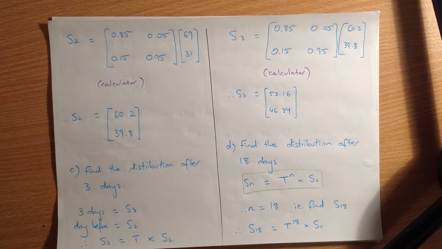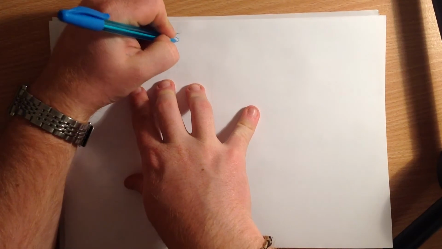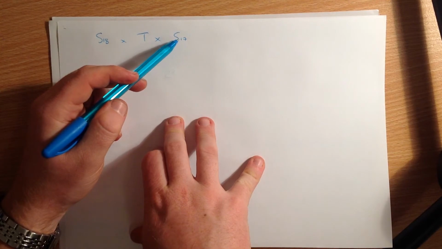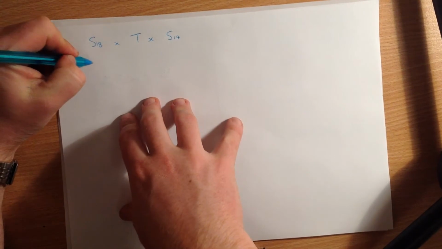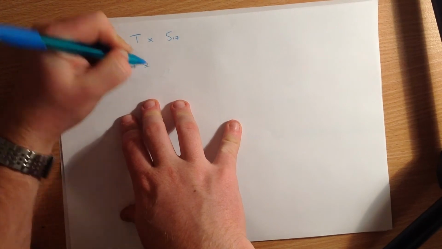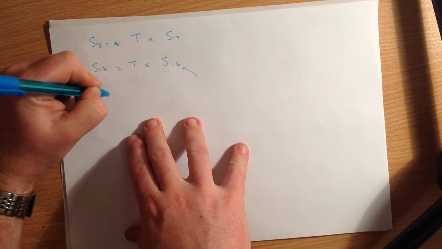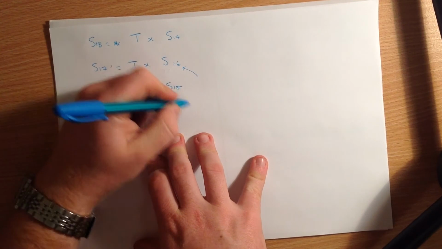That gets a bit complicated because in order to find 18 days, let me write that out for you. In order to find S of 18, we have to find T times S of 17, like the day before. But we don't have S of 17 because we've only found up to S of 3 so far. So to find S of 17, we have to do S of 17 equals T times S of 16. We don't have S of 16 either. So hang on, S of 16 equals T times S of 15. Oh, hang on, we don't have S of 15 either.